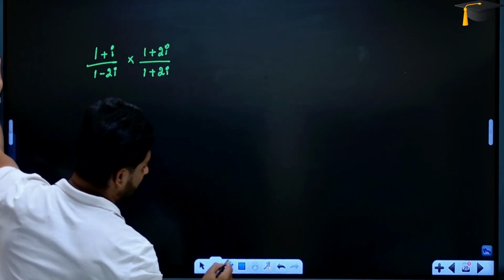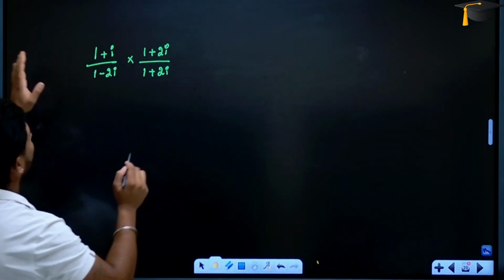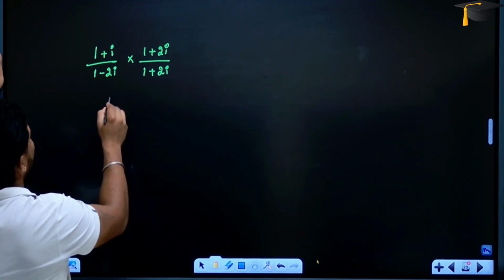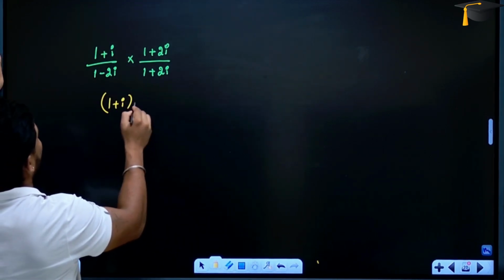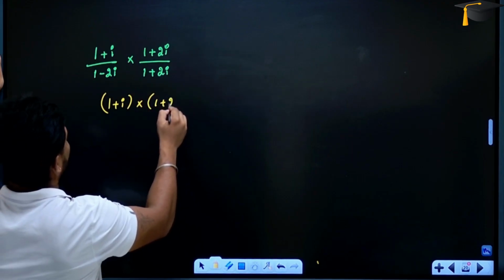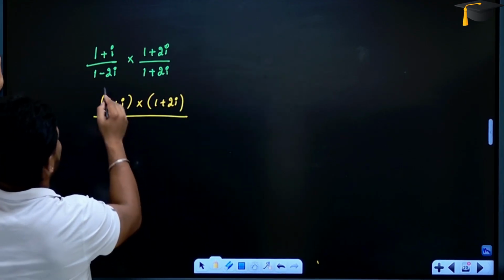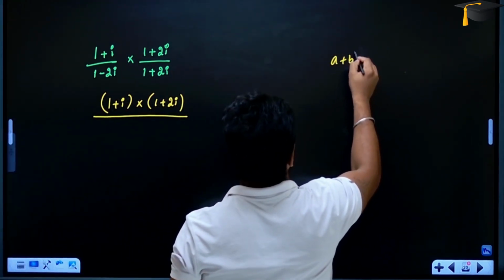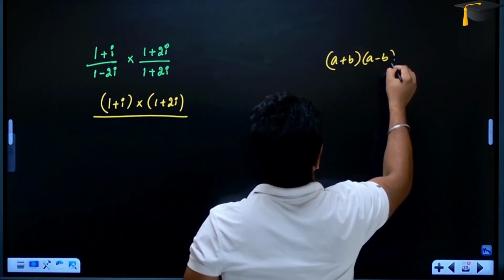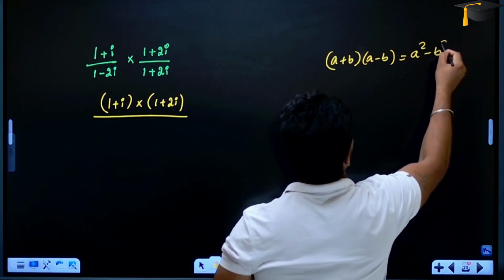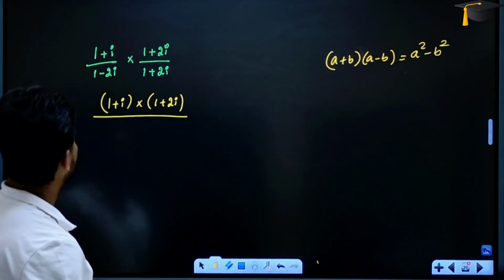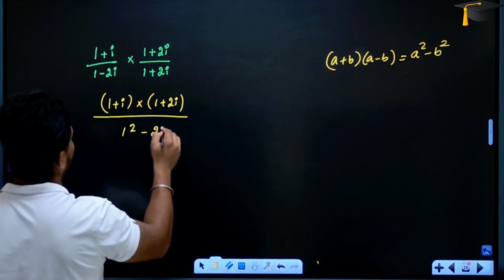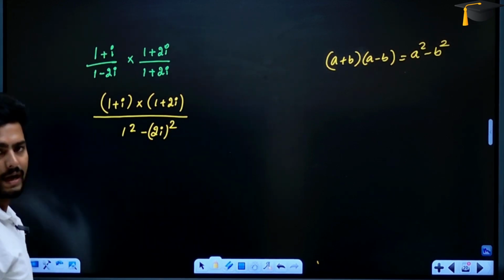Okay, so after this it is very simple. Numerator into numerator, denominator into denominator. So let's do that. The numerator is 1 plus i into 1 plus 2i, whole divided by the denominator. It is a plus b into a minus b. So what is a plus b into a minus b? It is nothing but a square minus b square, correct? So same here, 1 square minus 2i the whole square. I hope this is understood.